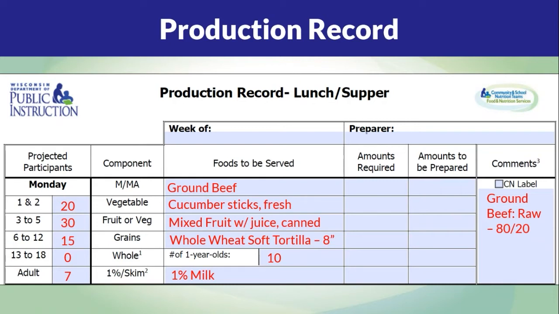The first step in determining amounts of foods to prepare is determining how much is required based on the projected number of participants at the meal and the meal pattern serving sizes. This information is recorded in the amounts required column. Amounts required is how much must be available in the cooked prepared form to be served to participants in total for all age groups.